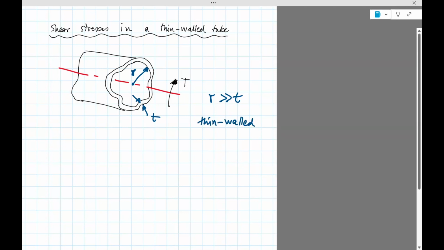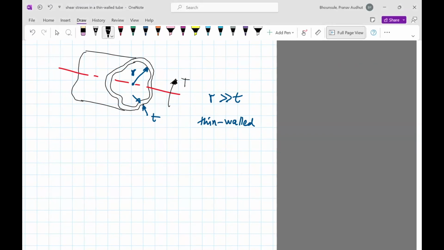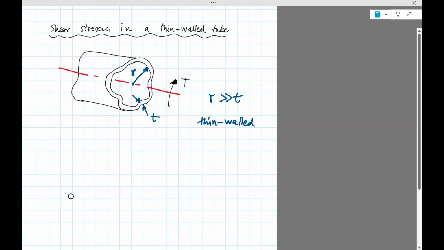tube. Okay, what's a good ratio? I don't know, maybe 10, 20 would be big enough. So only for those cases you'll use these formulas. Don't use it when R is comparable to T. For a solid shaft, clearly it's not true because there T is 0. It's not true for a thick cylinder either. Like the ones we've seen so far, the problems you couldn't write them as thin wall tubes because R was not much greater than T.